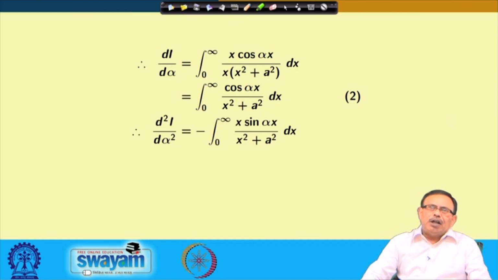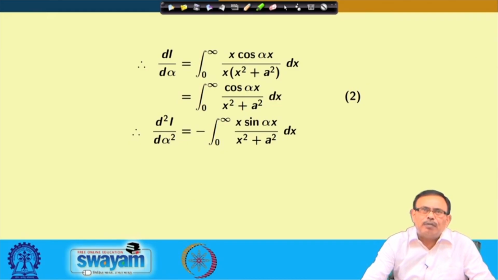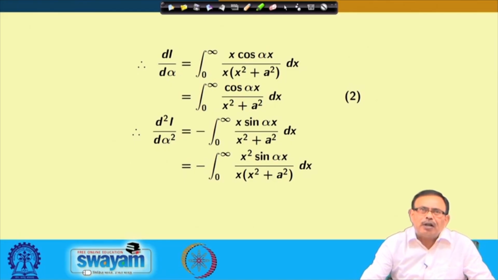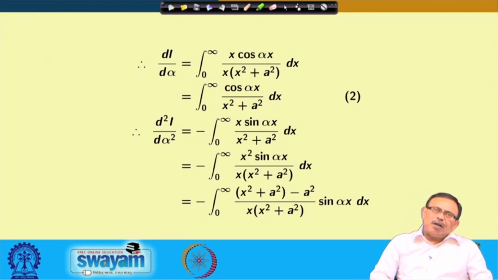Now, again differentiate the equation 2 with respect to alpha on both sides of the given equation. So, that d square I by d alpha square I will obtain minus 0 to infinity x sin alpha x by x square plus a square into d x, because cos of alpha x differentiating with respect to alpha, I will obtain minus x sin of alpha x, other term will become 0. Now I am multiplying x by x on the numerator and denominator of the given integral. So, that it will become x square into sin alpha x in the numerator. This numerator now I am just writing as x square plus a square minus a square. So, that it becomes x square only.